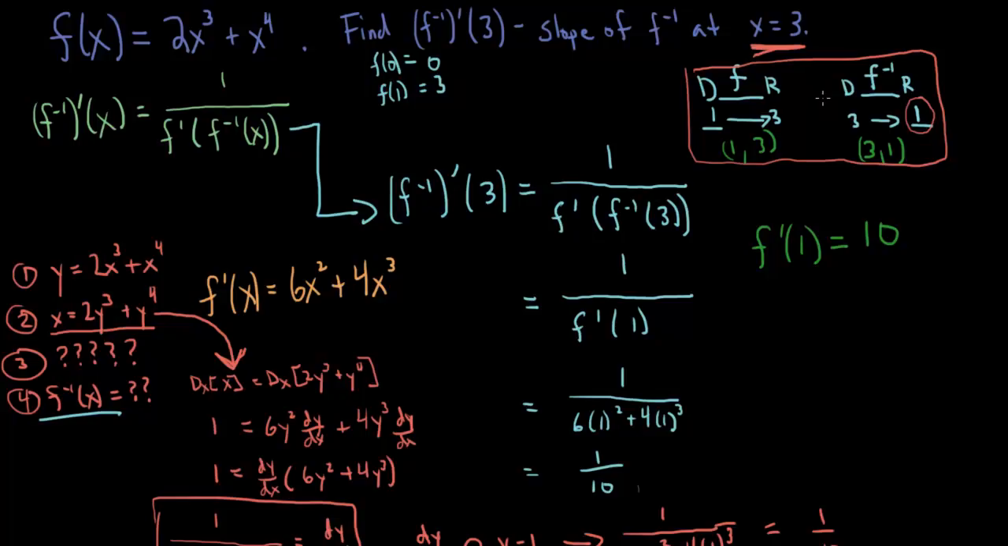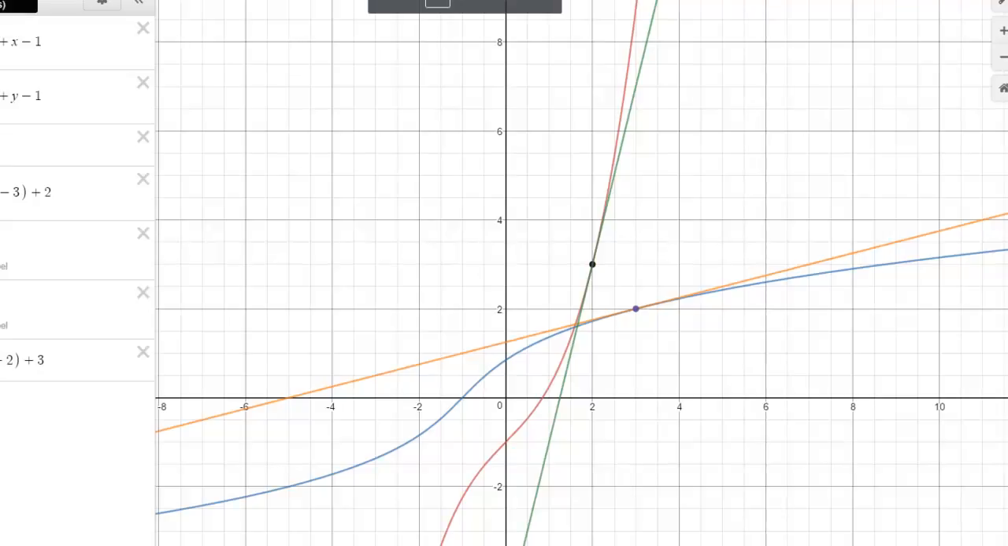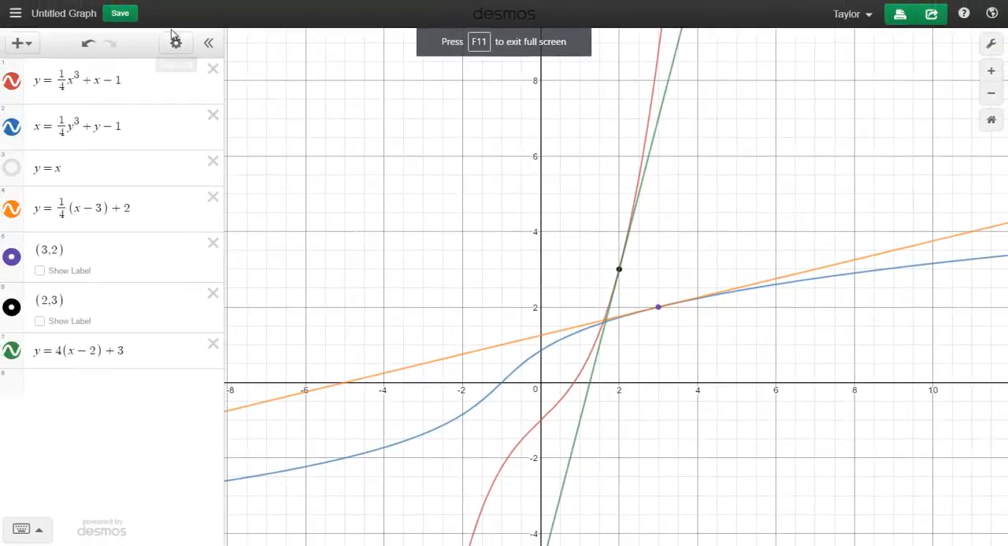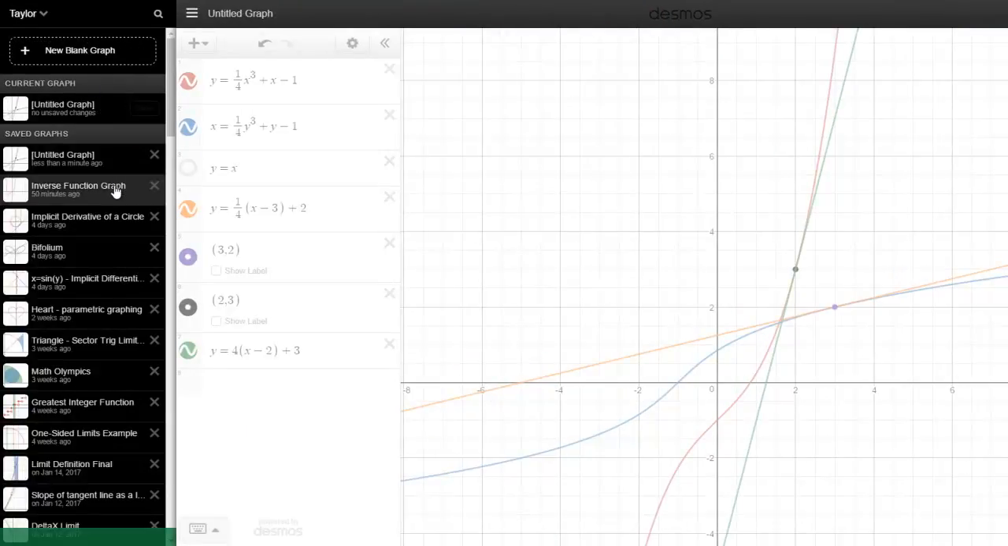Okay, let's look at this graph real fast. I actually graphed this one ahead of time, so it's really easy for me to pull up real fast. So let's actually save that one first, and let's see here.